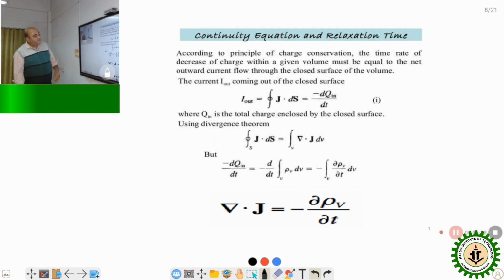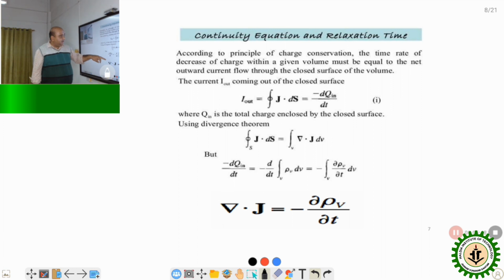For time varying fields, according to the continuity equation, we see that it has to follow the principle of charge conservation. So if this is the case, I out is equal to minus dQ in by dt. And this is what is meant by the full continuity equation.